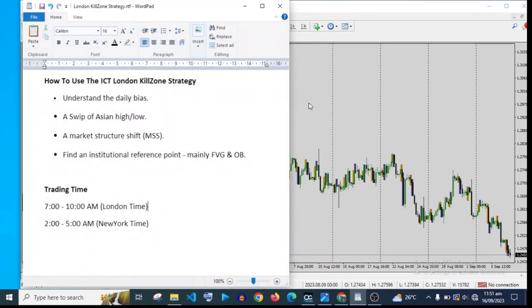So the first thing you need to understand is that this London Kill Zone strategy works with time. Okay, it's not something you can just come to the market anytime and expect to trade. No, it has a specific time of the day in which you are going to come to the market and start analyzing in order for you to find a trading position. Okay, so that is it.